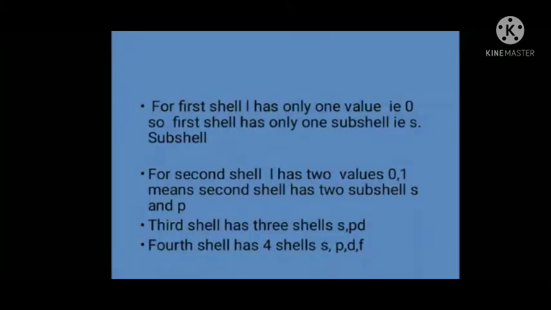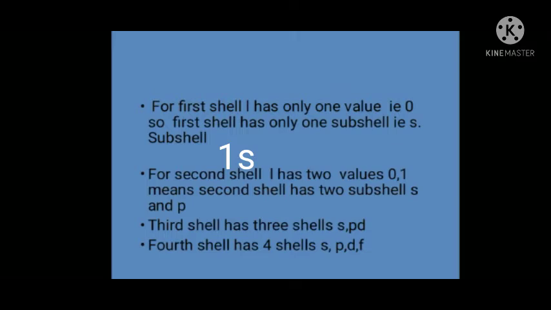For the first shell, that is n is equal to 1, L has only one value, that is 0. So we can tell that the first shell has only one subshell because L has only one value, and that value is 0, that means S subshell. So in the first shell or in the first energy level, only one subshell is there, that is S subshell, and that can be represented as 1s.